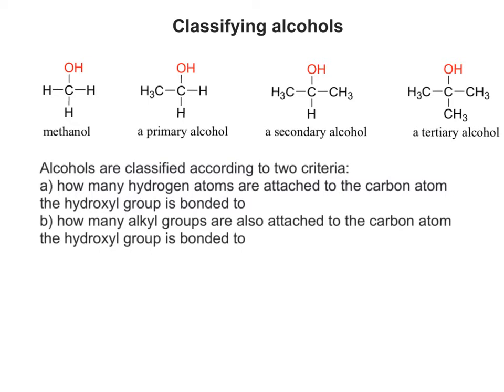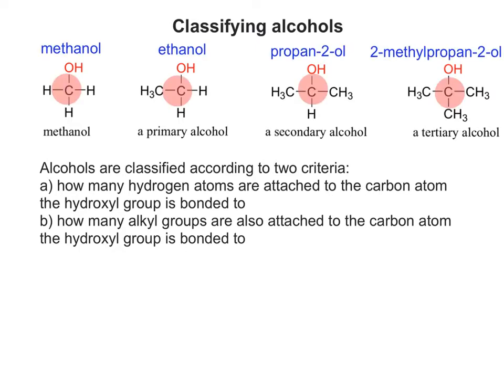So when we classify alcohols, we take two things into account. Firstly, how many hydrogen atoms are attached to the carbon atom the hydroxyl group is bonded to, and then how many alkyl groups are also attached to the carbon atom the hydroxyl group is bonded to. So if we identify the carbon atoms we're talking about, and we also name the alcohols, now what we can do is explain the classification of each one.